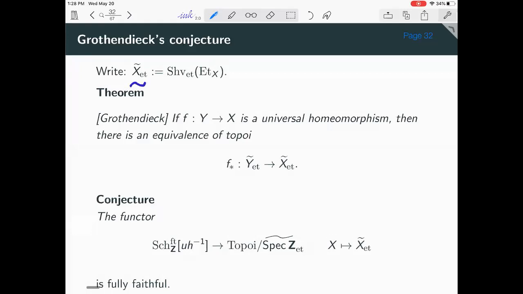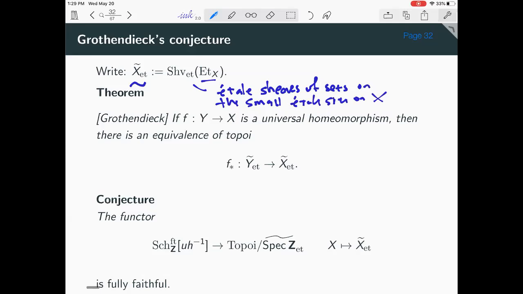So X tilde étale is just the category of étale sheaves of sets on the small étale site of X. So this is just the category of étale schemes on X. And then you end up with the étale topology and you demand a sheaf condition, very classical things. So here's the theorem due to Grothendieck. If you have a universal homeomorphism, then there is an equivalence of topoi, of the category of étale sheaves on Y and étale sheaves on X.